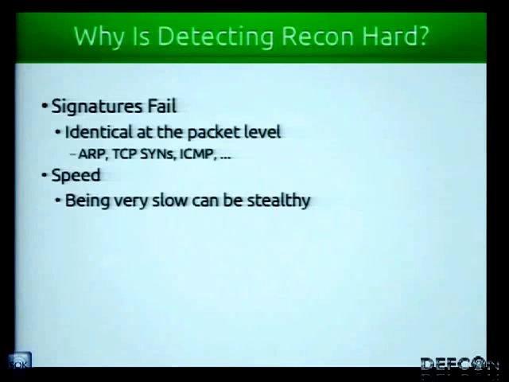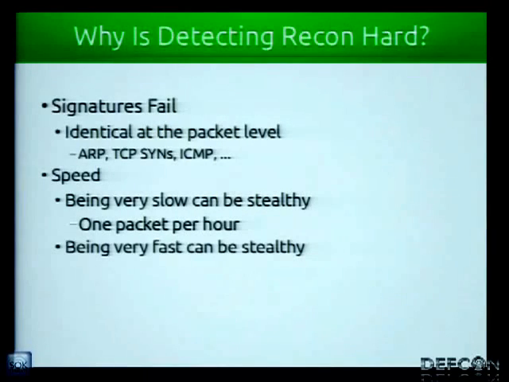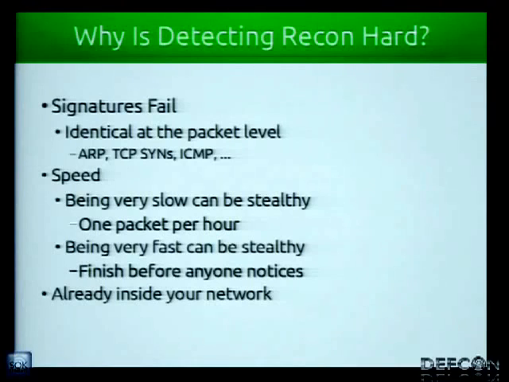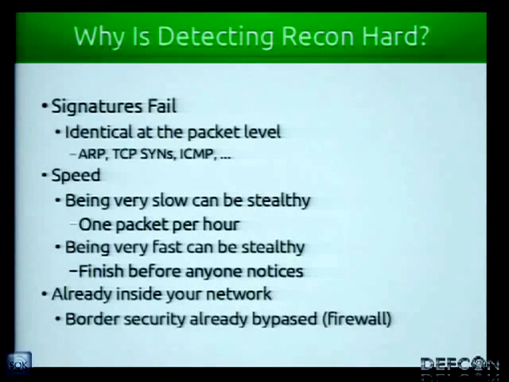Some other reasons it's hard: speed is an issue, right? You can be really, really slow, and that can be stealthy. You can send a packet a day or something like that. Or you can be really, really fast and call that stealthy and just finish before anybody notices. There's not really any rhyme or reason. There's not any speed that reconnaissance has to be at. And also the guy is already inside of your network, so your border security is kind of completely pointless. Even if you did have some awesome signatures at the firewall at the top of your network, it wouldn't be any good because it's not going through that machine. So your border security is already bypassed.